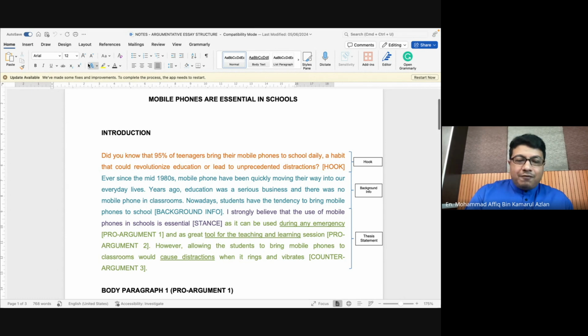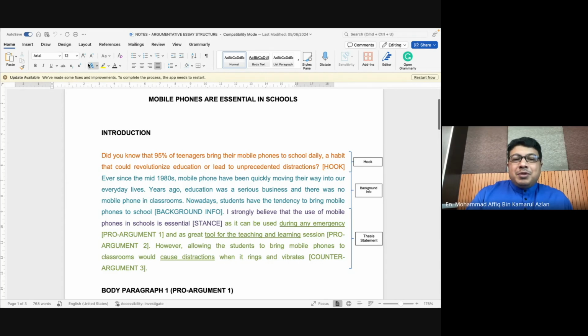Session, sure, we should have s here. As a great tool. So point number two, why you agree. Point number two will be in paragraph two.